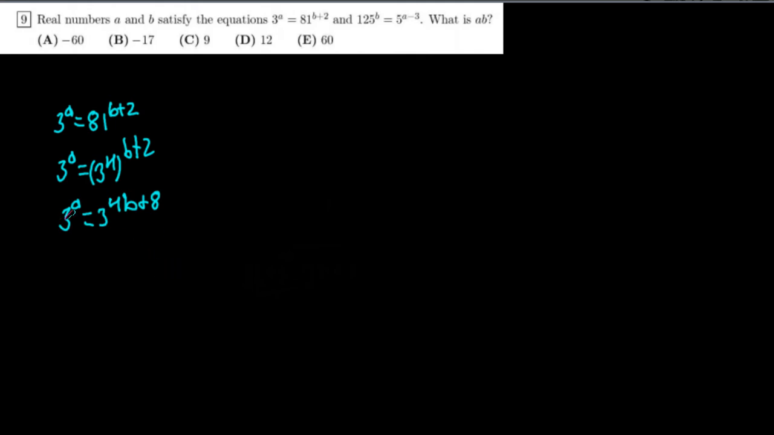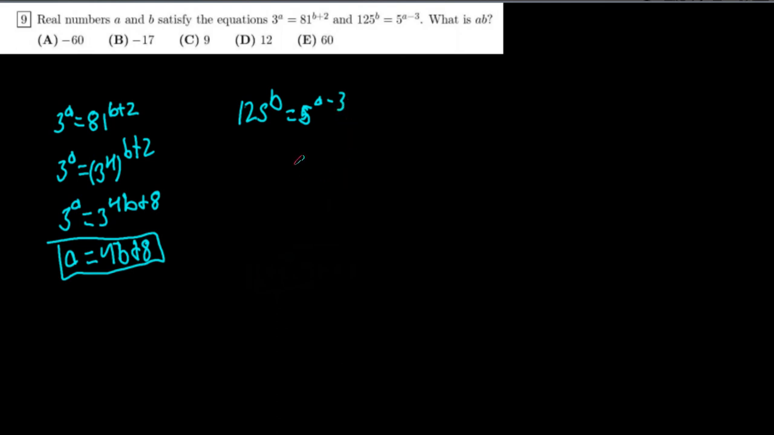Okay, now we have 3^a = 3^(4b+8). Since we have the bases the same, we can write our first equation as a = 4b + 8. This is our first equation. Now let's look at the second equation. We have 125^b = 5^(a-3).